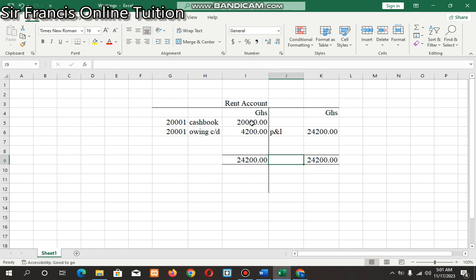So this is how we treat expenses owing appearing at the end of the year, how to use the T account to treat or record it, strike the difference and send it to the profit and loss account. If you still don't get anything, you can leave it in the comment section and I'll be happy to attend to you.